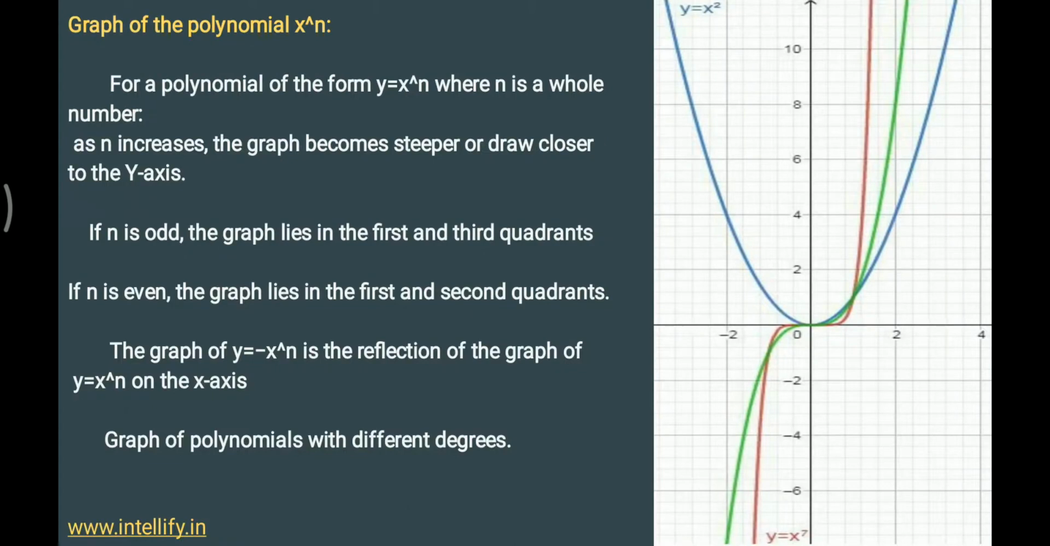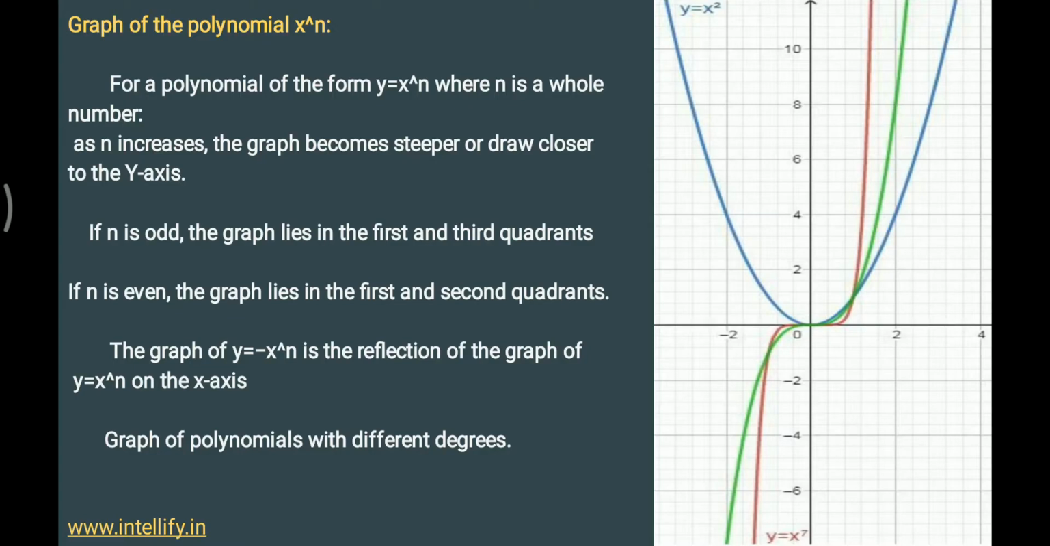And let's go to the graph of the polynomial x power n. For a polynomial of a term y equal to x power n, where n is a whole number, here n is a whole number, meaning it can be 0, 1, 2 and so on. As n increases, the graph becomes steeper or draws closer to the y-axis. Okay, when n is increasing, it becomes steeper. It means it draws closer to the y-axis.